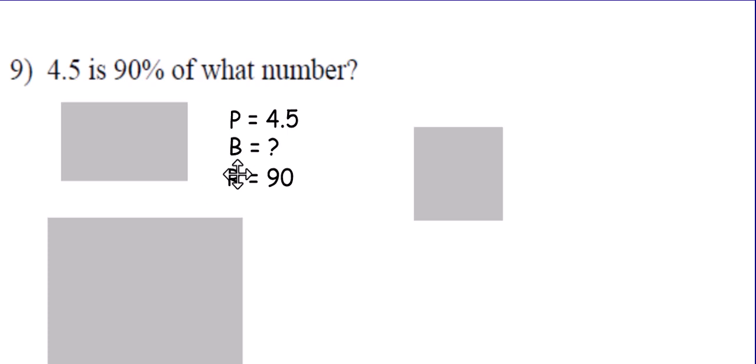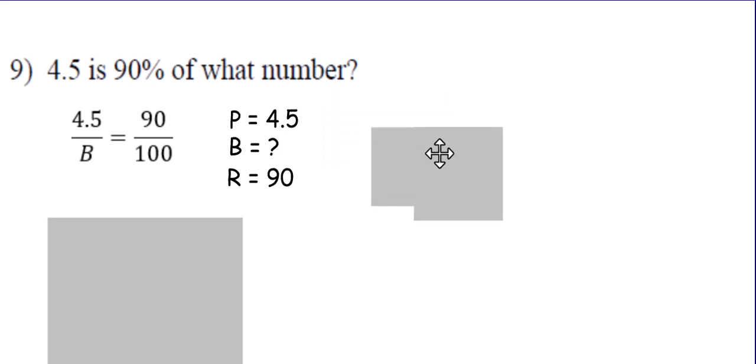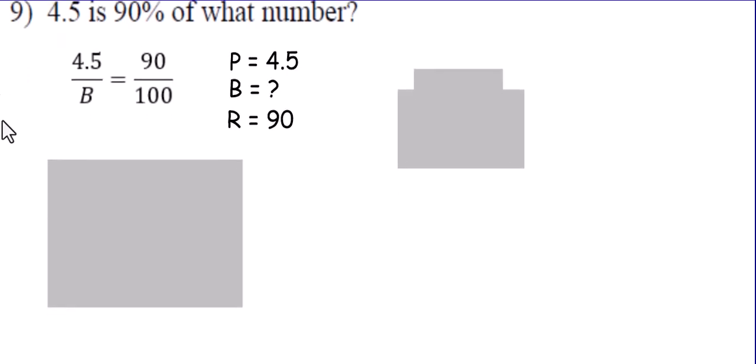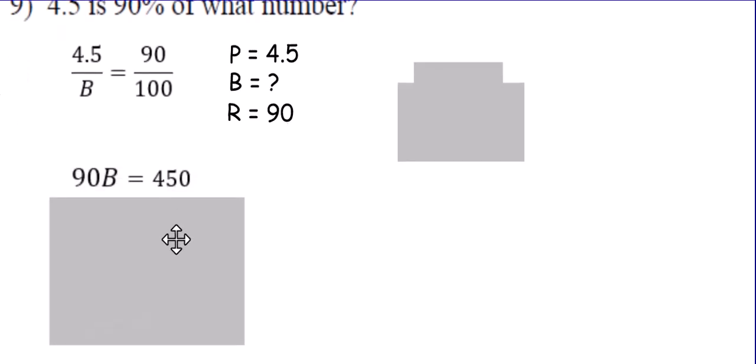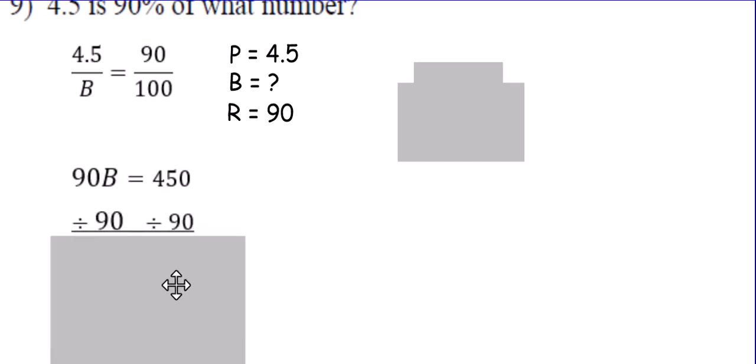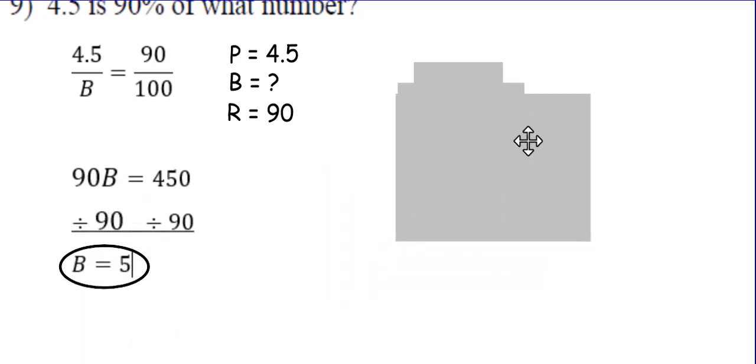All right, so we have P over B equals R over 100. That will be 4.5 over B equals 90 out of 100. Cross multiply, 90 times B is 90B. 4.5 times 100 is 450. Divide both sides by 90, and we will get that our base is 5.